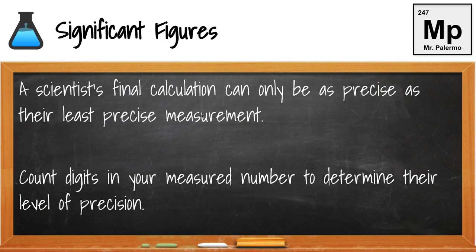Okay, now let's look at significant figures. Okay, so when we do calculations, like scientists, we can only be as precise as the least precise measurement that we have. So another way of thinking about this is you're only as strong as your weakest link. So what we do is we count digits in any measured number to determine the level of precision of that measurement.